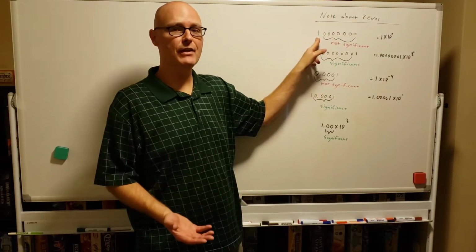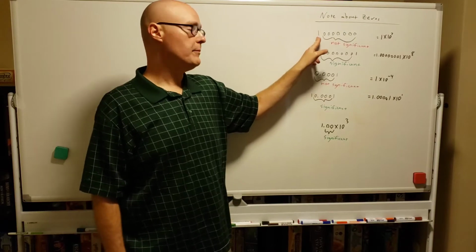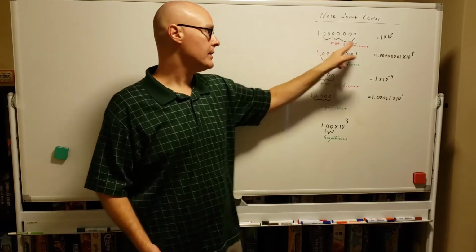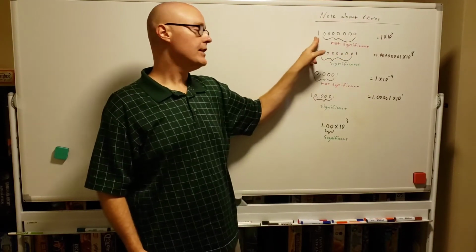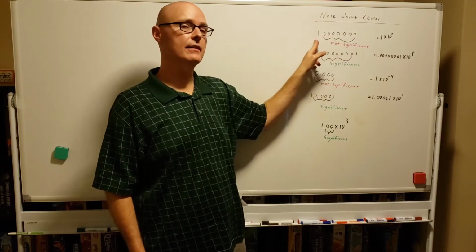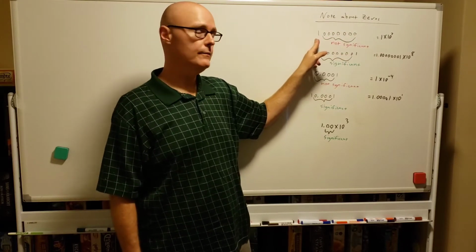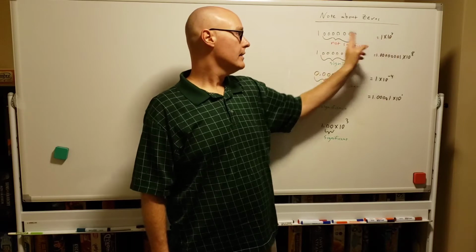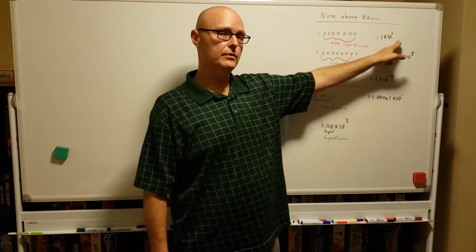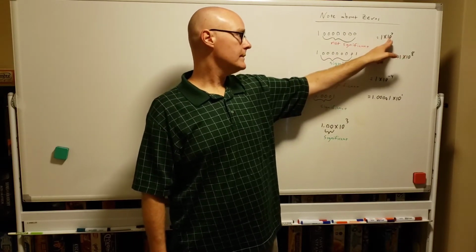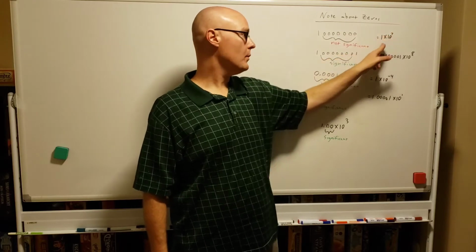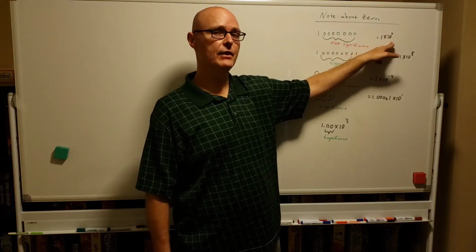So in scientific notation, I would represent this by the number of significant figures, which is 1. There's only 1 digit in this whole expression that is significant. It's 1. There are 7 placeholder zeros, so 10 to the 7. So 1 times 10 to the 7, this would be the scientific notation.